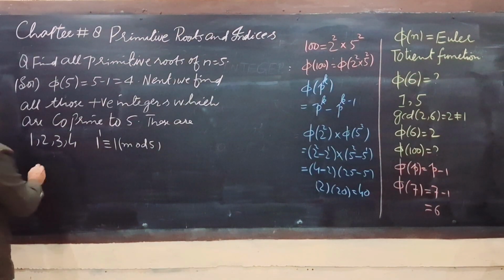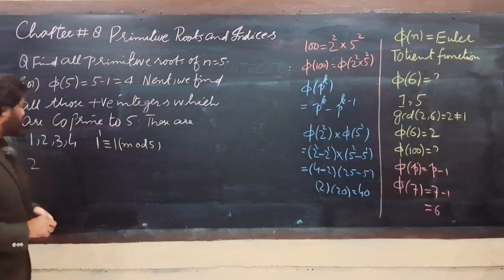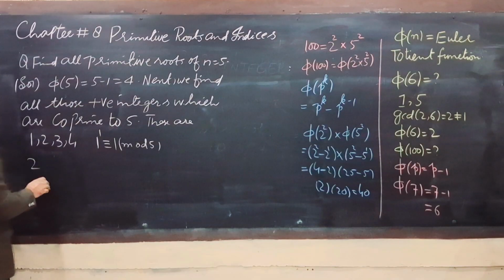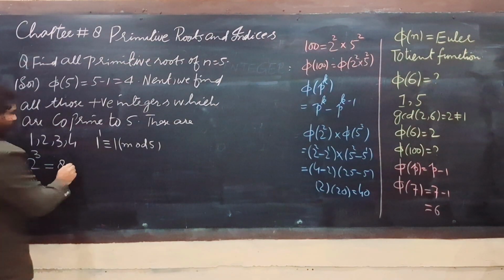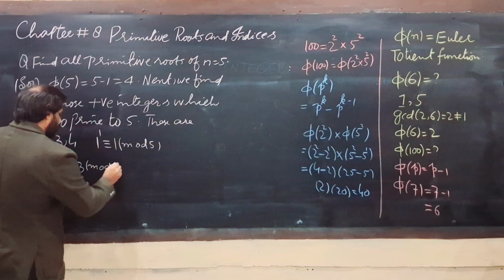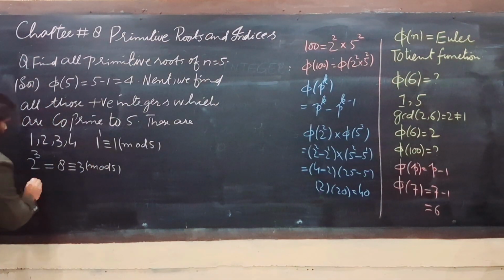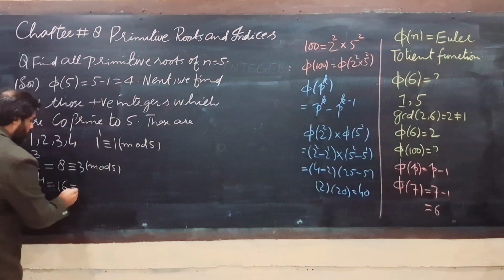So leave this case. Next we consider 2. Now we calculate successive powers of 2. The first power, 2 raised to power 1, is 2. Second is 2 raised to power 2, that is 4. Third one is 2 raised to power 3, which is equal to 8. When you divide 8 by 5, this gives a remainder equal to 3 modulo 5. Next, take 2 raised to power 4, which is 16, and when you divide 16 by 5, your remainder is 1.